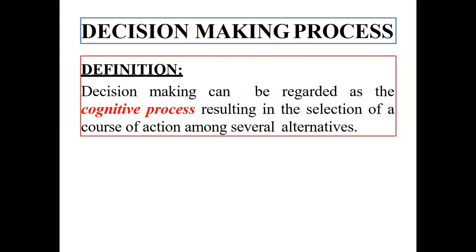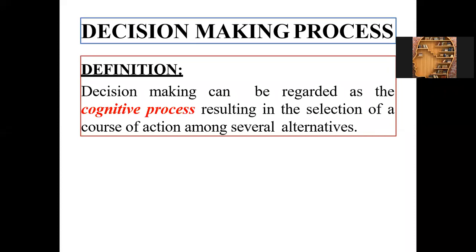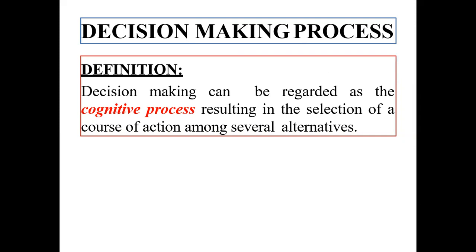repeating myself, can be regarded as the cognitive process which results in a selection of a course of action among several alternatives. So maybe just to amplify on this definition, firstly, this is a process that's occurring in our mind. Secondly, it's a process that gives us the opportunity to choose from options, or several alternatives. So from this cognitive process, we'll be able to point out one thing, and that one thing is now a decision that has been made. I think that should be so clear to all of you.